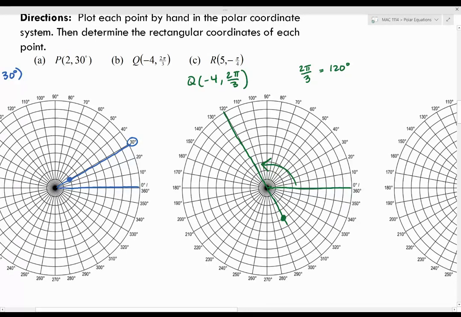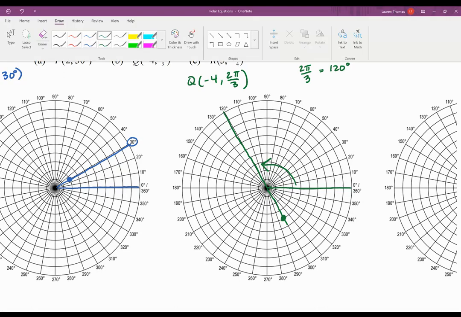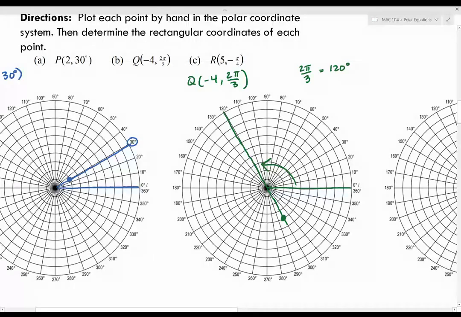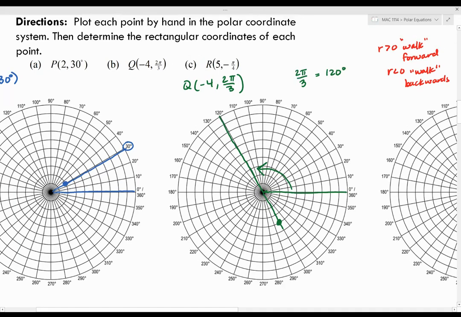So if r is positive, you walk forward on that terminal side. If r is negative, you walk backwards. So that's one way that I think about it. So if r is greater than 0, you walk forward. If r is negative, you walk backwards. Okay, so keep that in mind. All right, let's look at the third one.